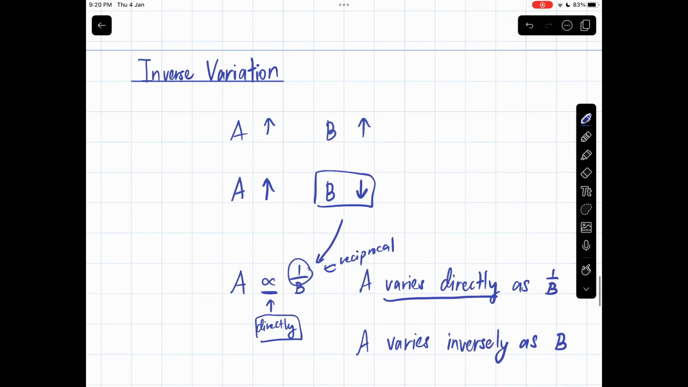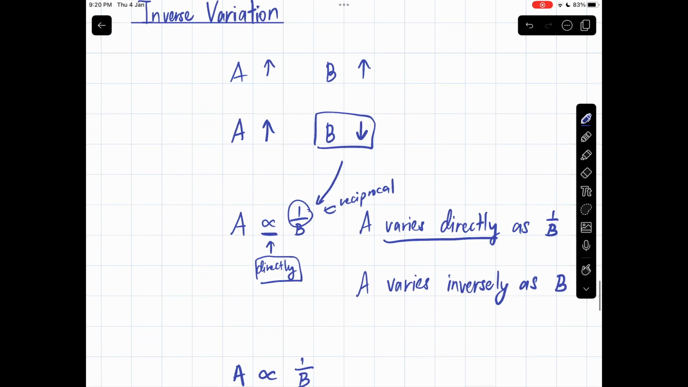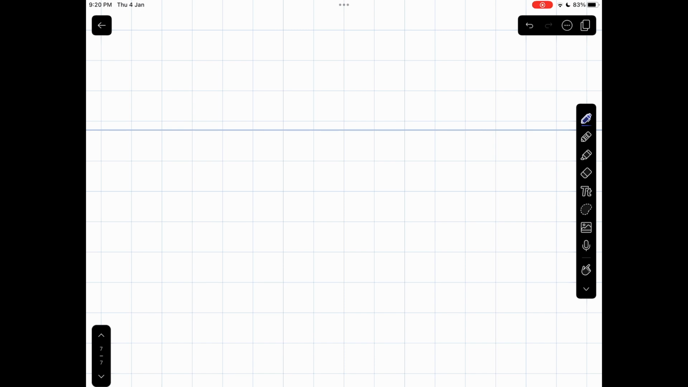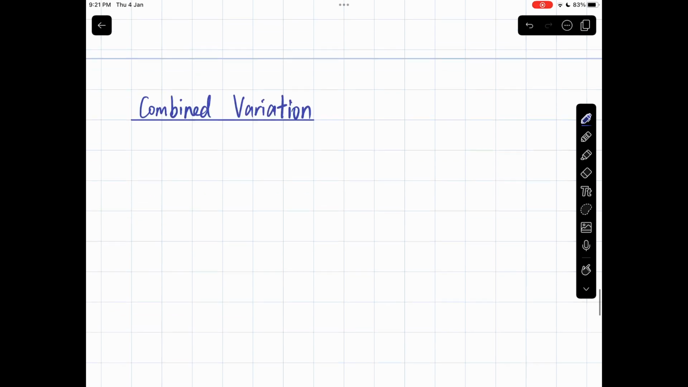That's all for the conceptual part. So now that we have a clear understanding of what inverse variation is, let's take a look at combined variation. As the name suggests, combined variation is where we combine direct variation, joint variation, and also inverse variation together.